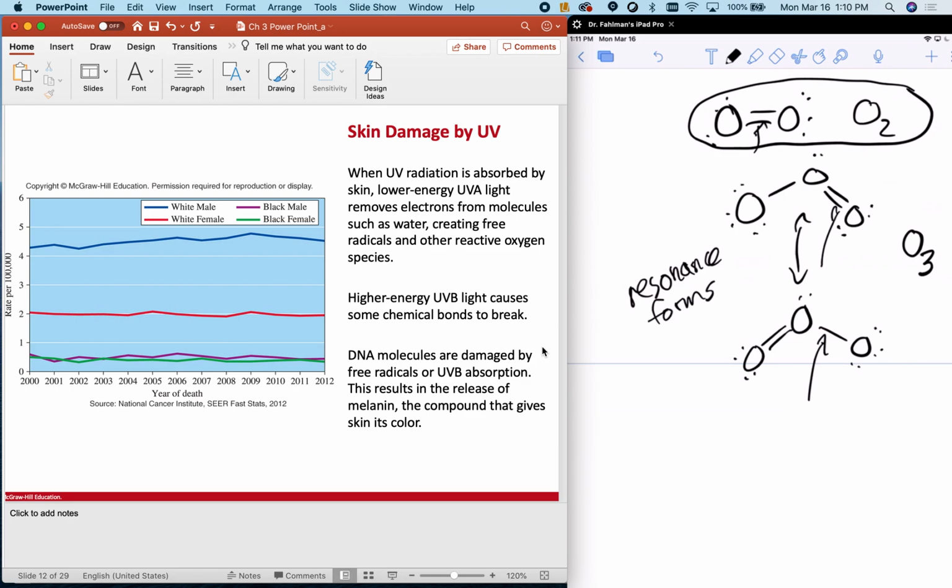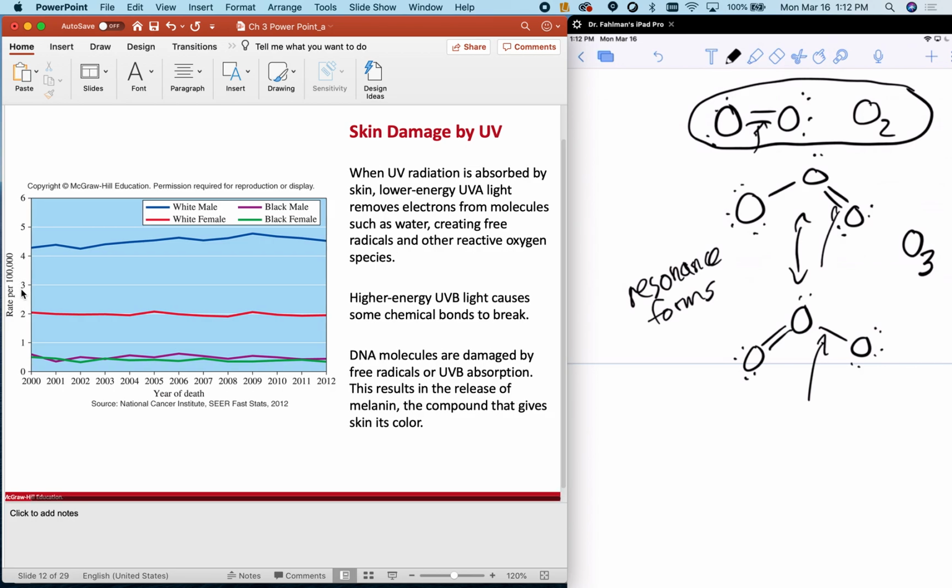Now, talking skin damage by UV. Again, UVA and UVB are dangerous. UVA actually goes further into skin. I'm going to show that in the next slide. But here's some trends. It's actually interesting. We've got white males with the highest incidences of skin cancer. So this is rates per 100,000 people. And then next are white females, and then we've got African American males, females down here.